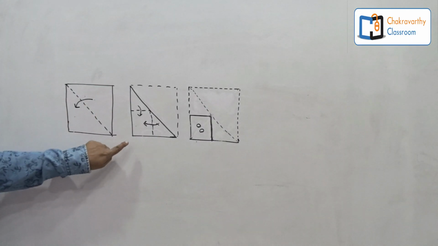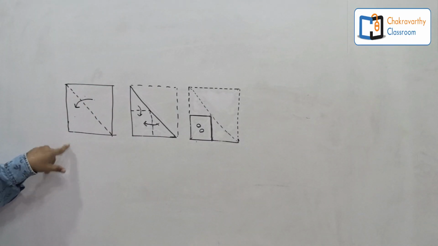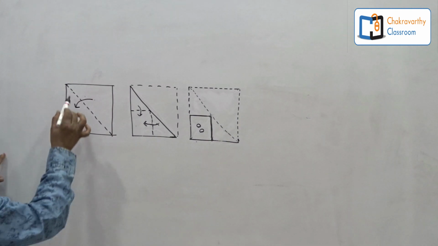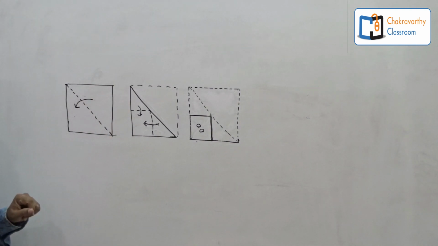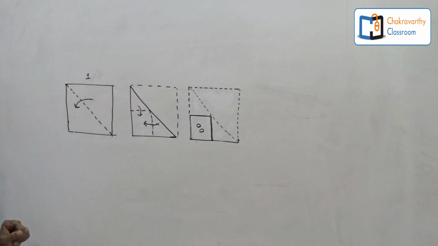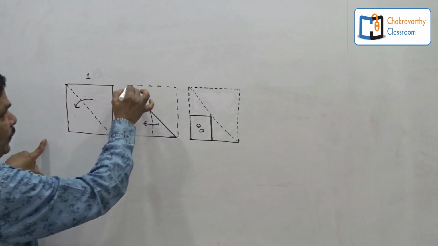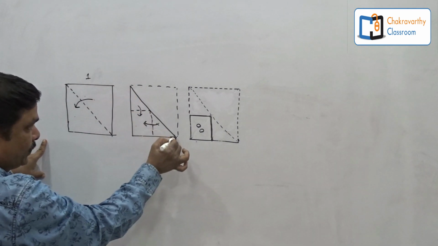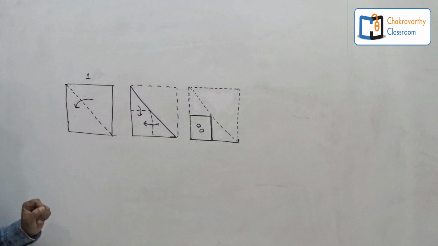Now, observe this question carefully, students. Alright, how they have given. See, this is a square shaped sheet. The dotted line is in the diagonal way, you see. And they have folded this one from here to here. This is first folding. Alright, after folding this one, what is the left out shape? This is the left out shape. They have shown with the dots.